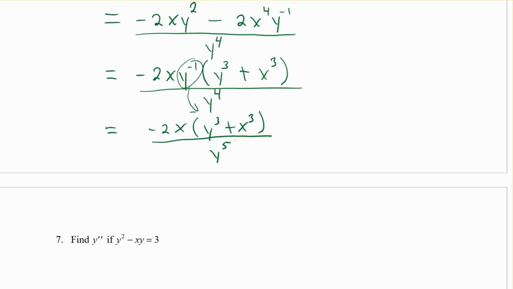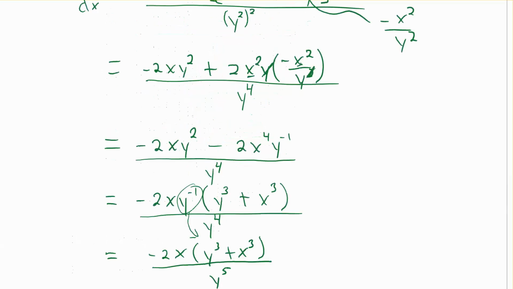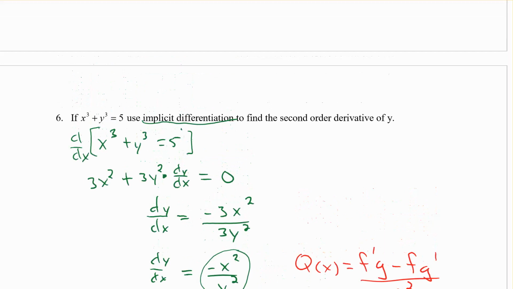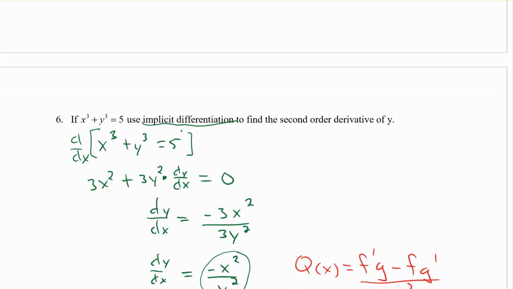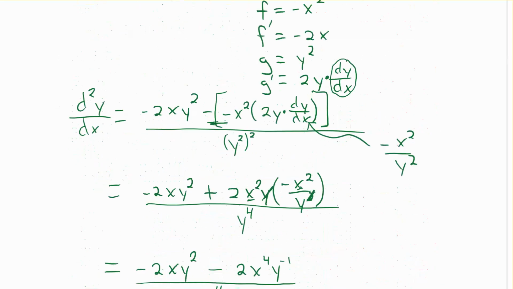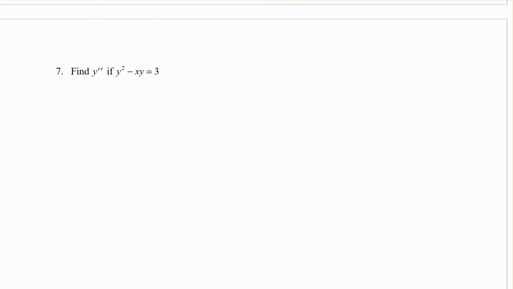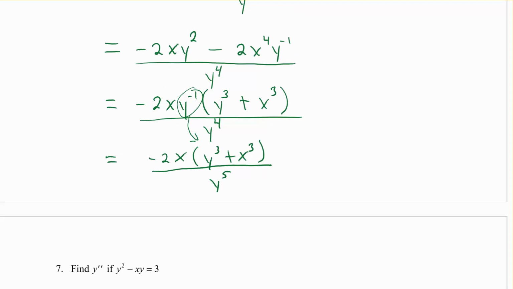And one thing that might not be quite so obvious, and the reason why I did this whole thing, is y to the 3 plus x to the 3. I know exactly what that is. If I went all the way back up to the top, x to the 3 plus y to the 3, that's equal to 5. So I can simplify this quite a lot more by just calling this 5. That's 5.